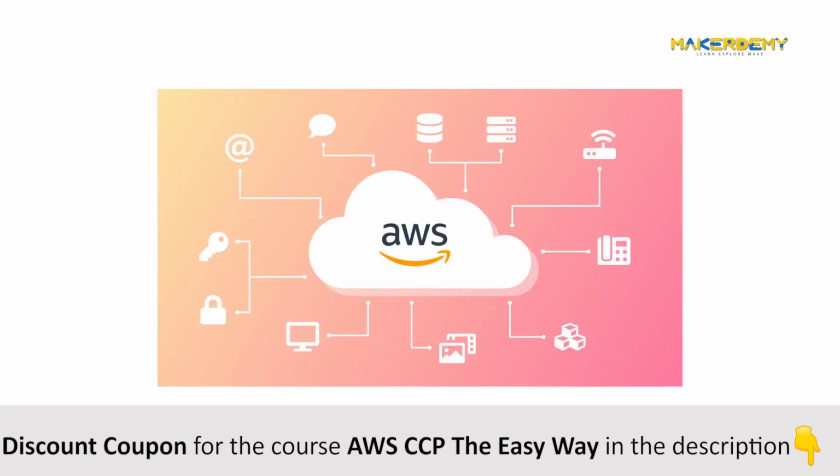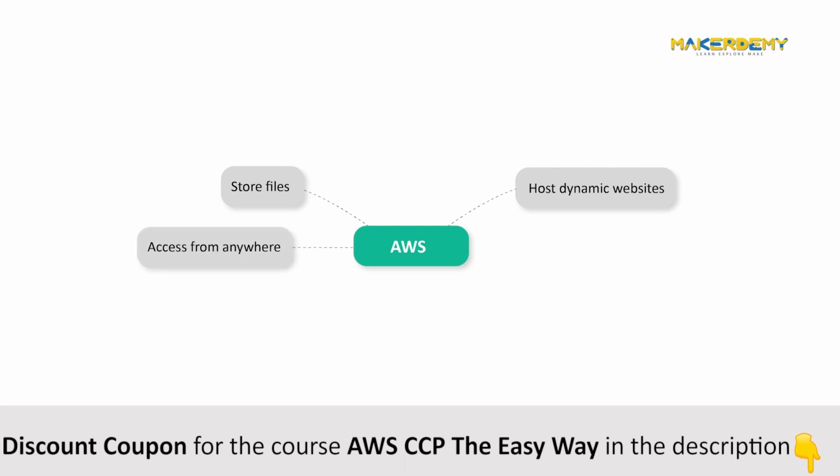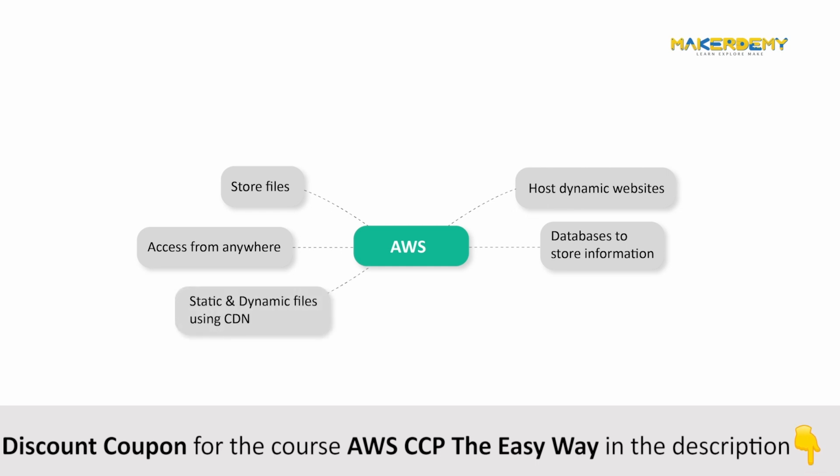In simple words, AWS allows you to do the following things among other things. Hosting dynamic websites by running web and application servers in the cloud, securely storing all your files on the cloud so you can access them from anywhere, using managed databases like MySQL, PostgreSQL, Oracle, or SQL Server to store information, delivering static and dynamic files quickly around the world using a content delivery network or CDN, sending bulk emails to your customers.